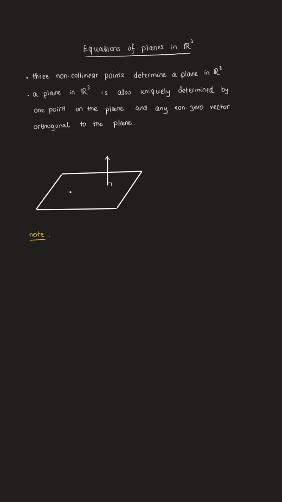Right, so let's think about how we might find the equation of a plane in space. First, three non-collinear points determine a plane. So if we have 3 points that are not on the same line, we can find the equation of a plane. A plane is also uniquely determined by 1 point on the plane and a non-zero vector orthogonal to the plane. That vector is called the normal to the plane.